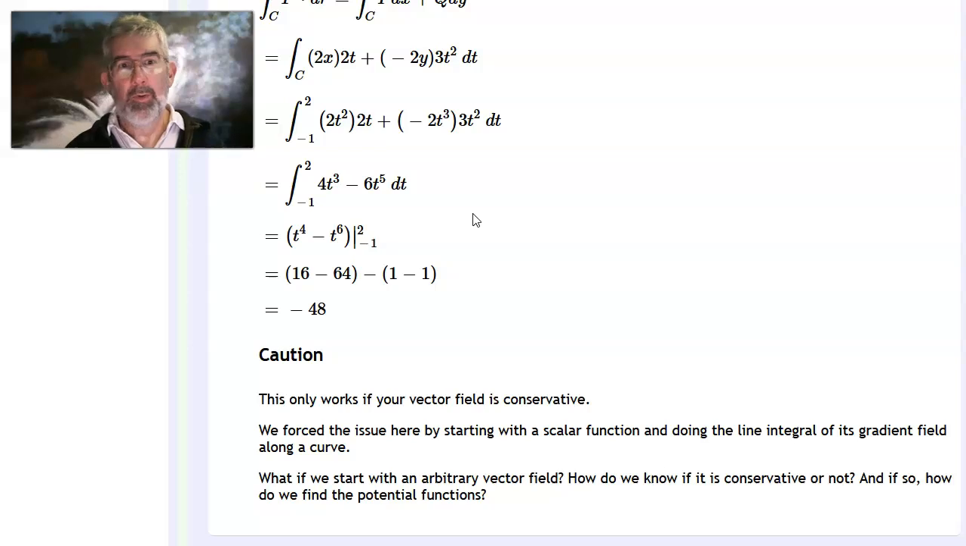So we've got two things we still need to do, and we will do them in subsequent videos. First of all, we need to establish when something is conservative and therefore has a potential function, and then how do you find the potential function? Those videos are coming up. Enjoy.